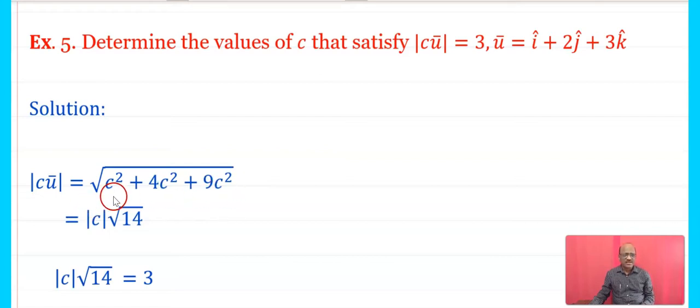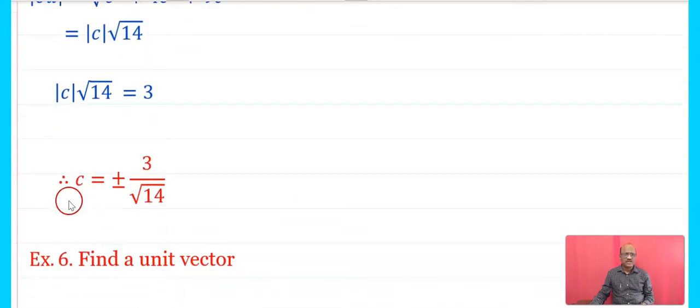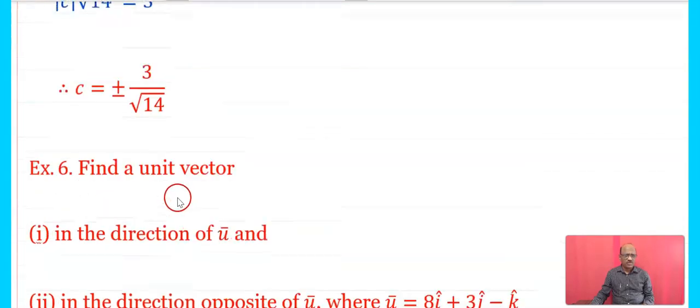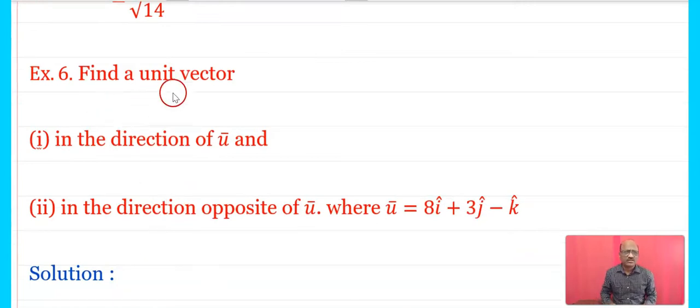And if we add it, then you will get, 9 plus 1 is 10, 10 plus 4 is 14c square, and the square root of c square is mod of c, root of 14. Therefore mod of c root of 14 is equal to 3, and hence c is equal to plus or minus 3 upon root of 14.